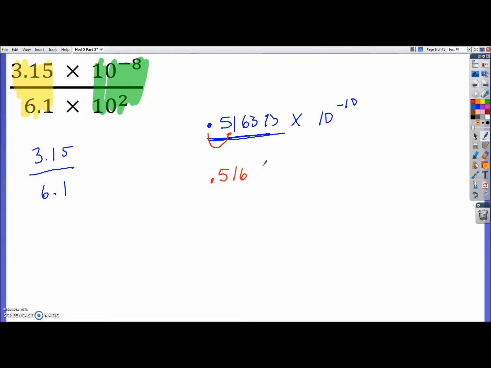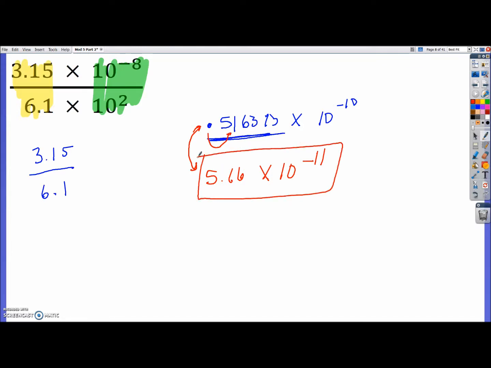0.516. Excuse me, let me take that back. I'm moving it one spot to the right, so it'd be 5.16 times 10 to the -11th. So these values are equivalent, but the one on the top is not in scientific notation, while the one on the bottom is. This is your final answer right here.